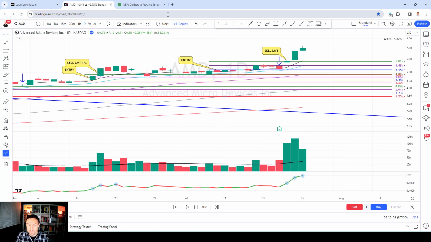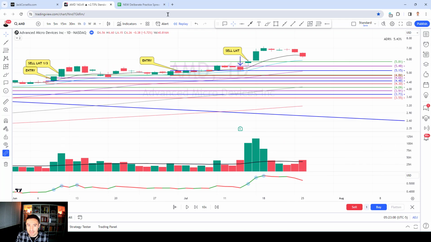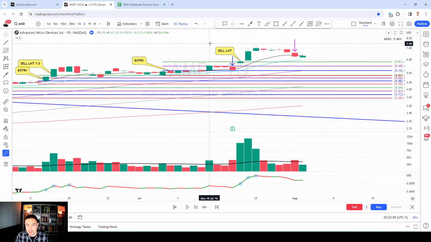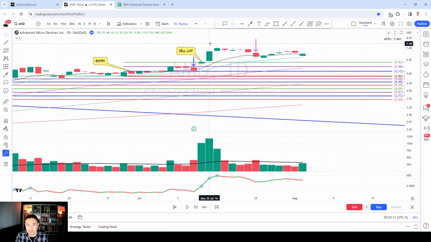So I'm just going to play this forward. We're looking for closes below the black and the blue line. There's a close below the black line. So we're going to take off 1/3 there for this most recent entry. So we're going to use that in pink. And now we're just looking for a close below the blue line.